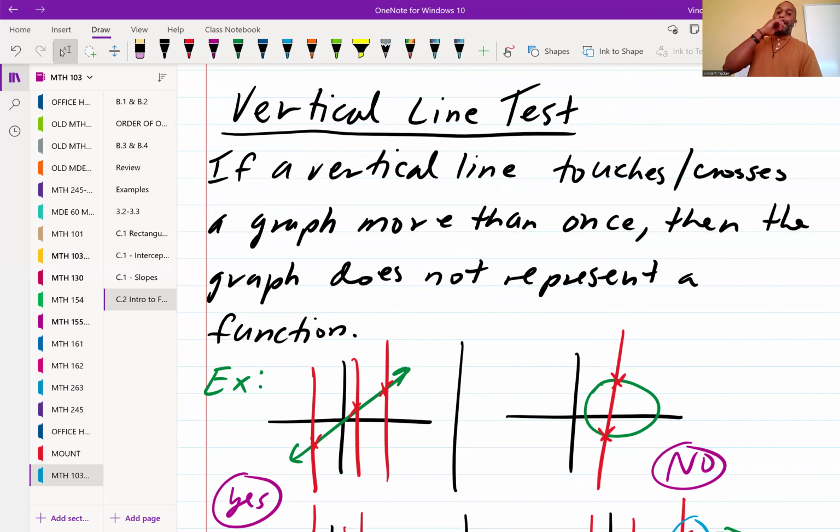All right. So vertical line test. If a vertical line touches or crosses a graph more than once, then the graph does not represent a function. So if you see a graph and you want to know if that represents a function or not, all you have to do is draw a vertical line through it. If it touches the graph more than once with that one vertical line, then it does not represent a function.